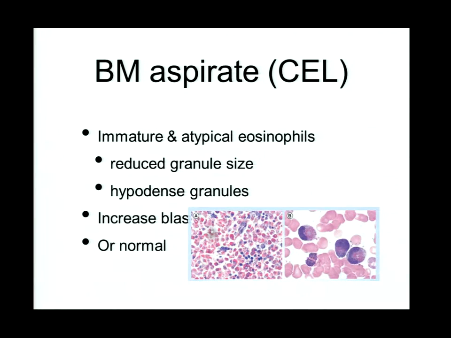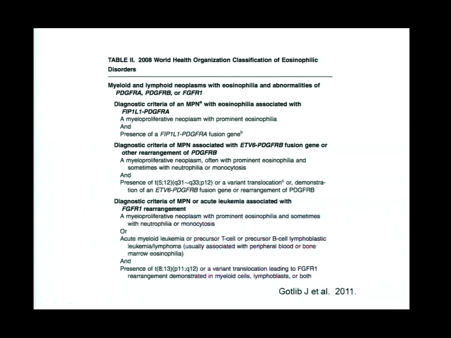And this is just a bone marrow aspirate of a CEL. You could see the intense infiltration of eosinophils in the bone marrow. You could see there's abnormal eosinophils with hypodense granules. You could also see increased blasts in the bone marrow. But it's important to note that early on in the disease, the bone marrow aspirate can be normal.